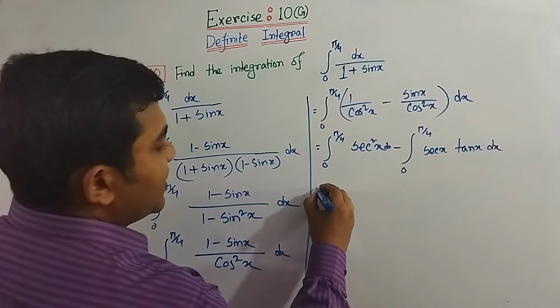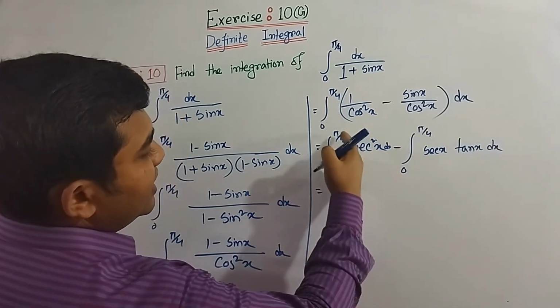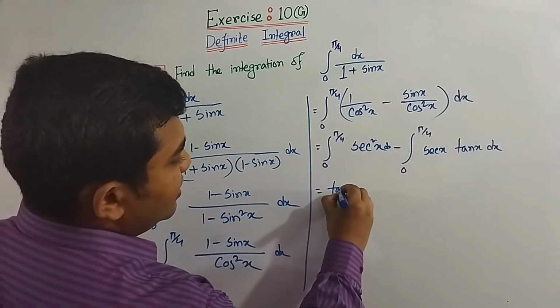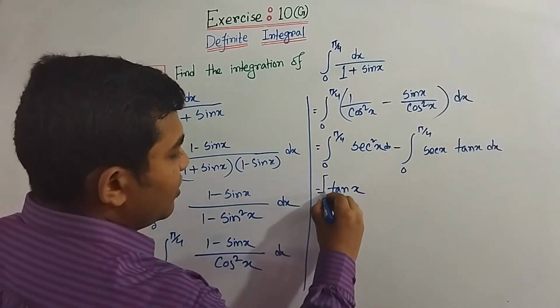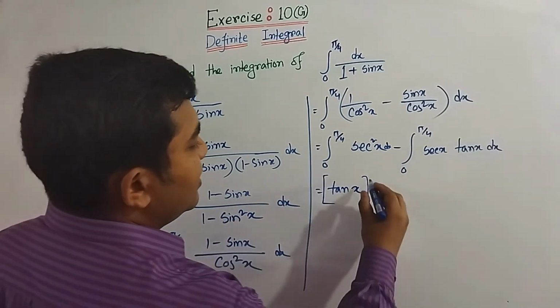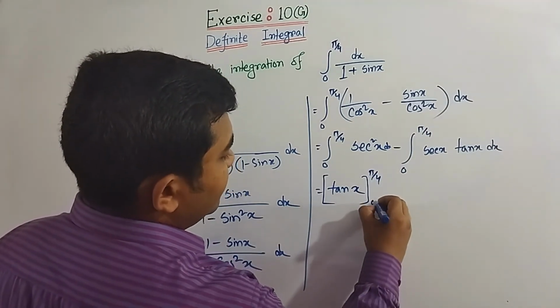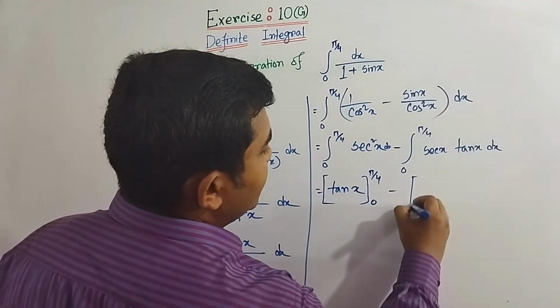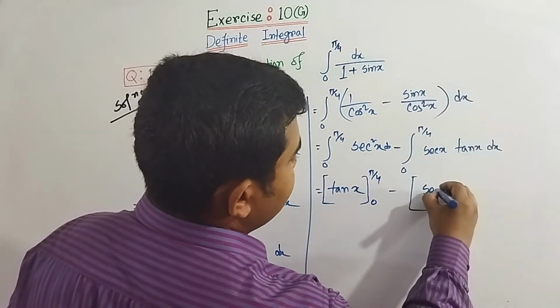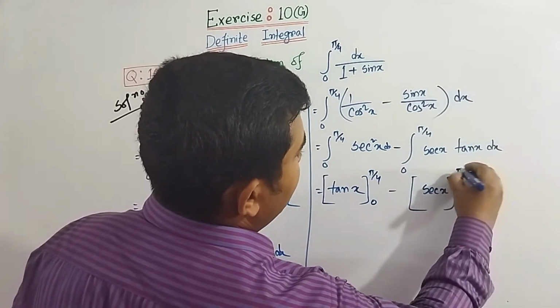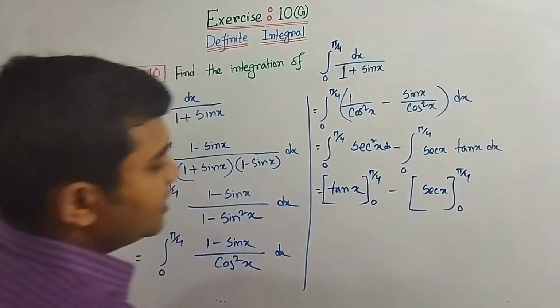Now sec square x dx, if we integrate it, we will get tan x, and when integration is done we'll go for the third bracket and we'll write this minus, and sec x into tan x integrates to what? Exactly sec x, and the limits are pi by 4 and 0.